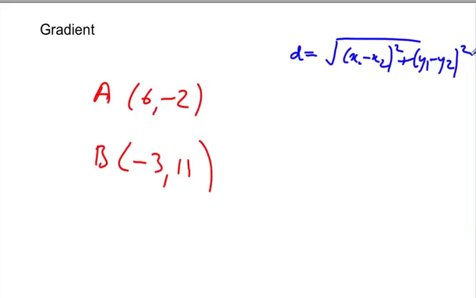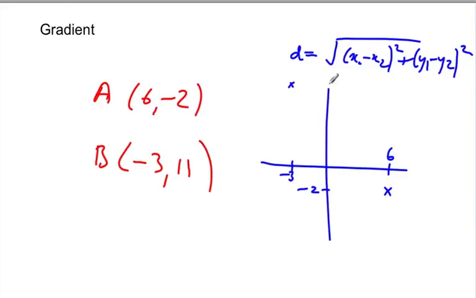So if I just drew this one, just so that you can see, we've got to be a little bit careful with the signs because we're not squaring anything this time. But if A is 6, negative 2, which is here, okay, so that's 6, negative 2. That's our A position, and B is negative 3, 11, which is over here somewhere and way up here, we'll put it. Negative 3, 11 is way up there.